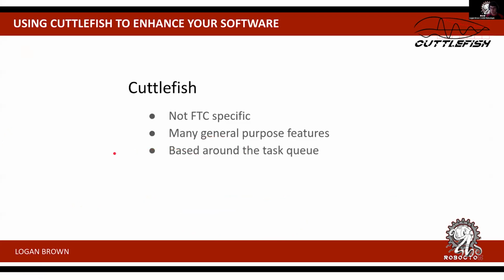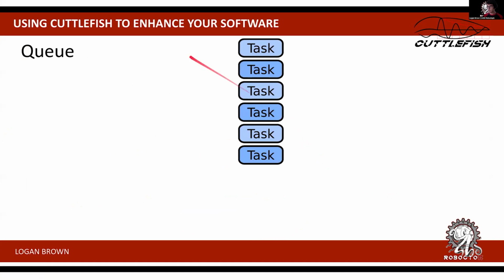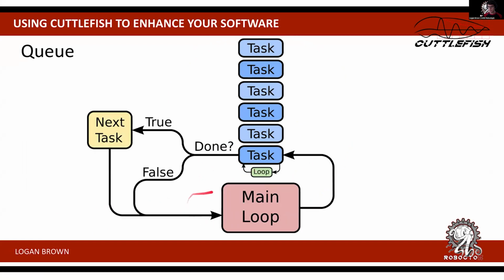So now we're going to move into that. The main Cuttlefish module is not FTC specific and has many general purpose features, like I mentioned earlier, like the navigation system and localization system. But a lot of it is based around something called the task queue, which is a scheduling system. The task queue, as you might guess by the name, is essentially just a list of tasks. A task is essentially just an object that has a loop function in it.